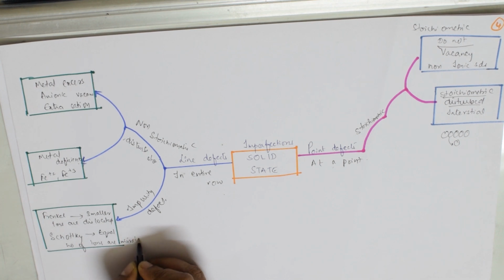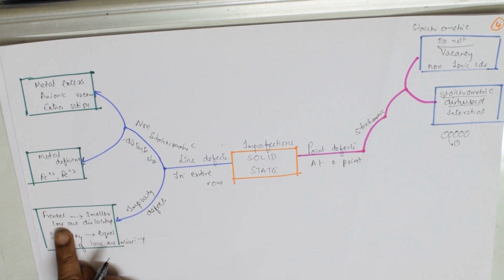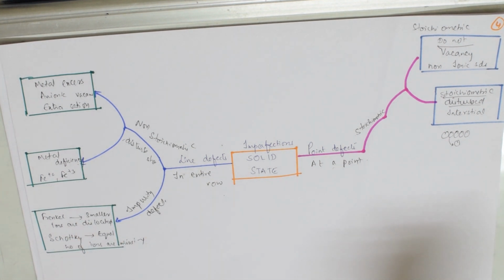Right, students? So in Frenkel defect, what is the example? Zinc sulfide, silver chloride is an example. In Schottky defect, as I said, equal number, both the cation and anion. Best example, sodium chloride. Potassium chloride is an example. Right, students, so this is the complete summary of the solid state chapter from my side.